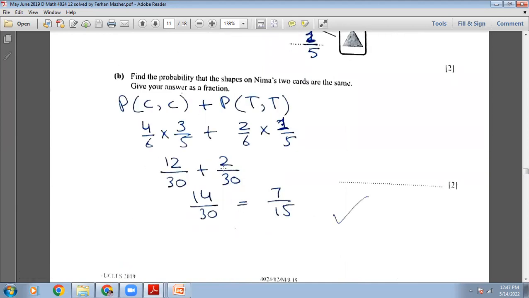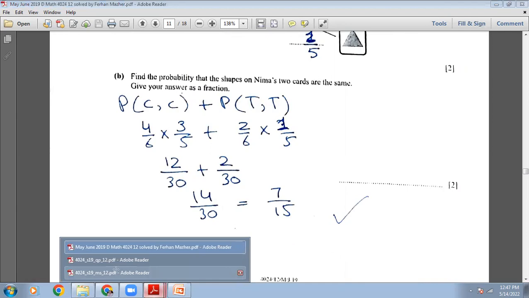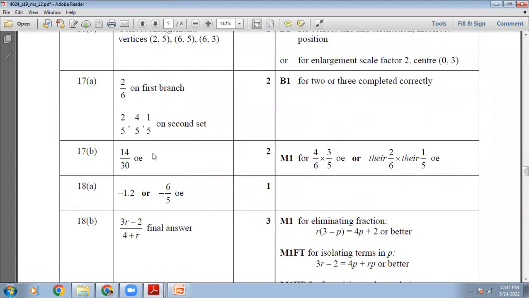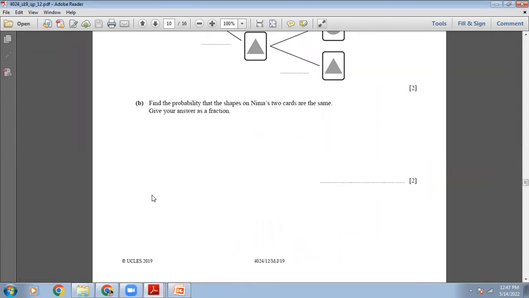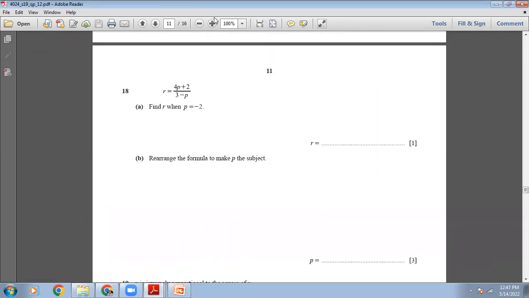So it will be 12 by 30 plus 2 by 30. It will be 14 by 30. Cancel with the 2. You will have 7 by 15. So 7 by 15 is the answer. So 14 by 30, 7 by 15 is the right answer, sir. Okay. So we are going to the next question.